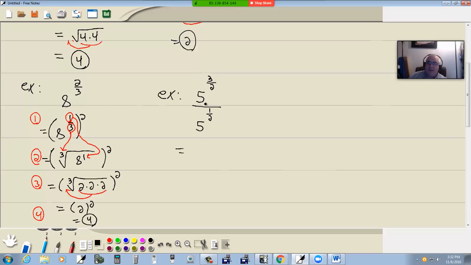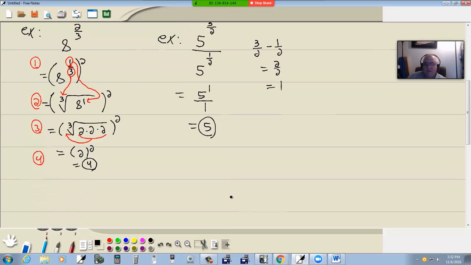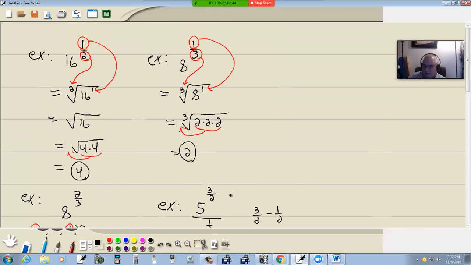Well, if these are exactly the same base, then you subtract the smaller exponent from the larger one. So we got 3 halves minus 1 half gives us 2 halves, or 1. Which means we're going to have 5 to the first power where our larger exponent was, which is on top. And I'll put a placeholder of 1 here. And 5 to the first is 5, and 5 divided by 1 is 5. And let me go ahead and erase that.